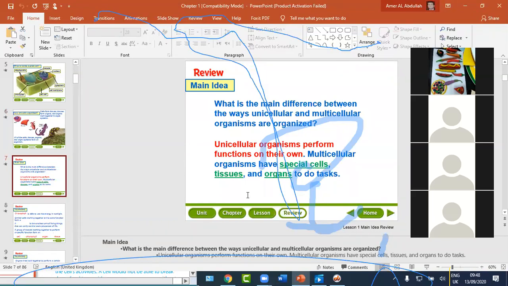Now, what's the main difference between the ways unicellular and multicellular organisms are organized? You have to distinguish between unicellular organisms and multicellular organisms. Unicellular organisms perform functions on their own. Be careful here. But it's different for multicellular organisms. Multicellular organisms have specialized cells, tissues, and organs.